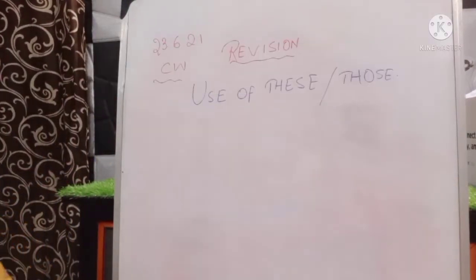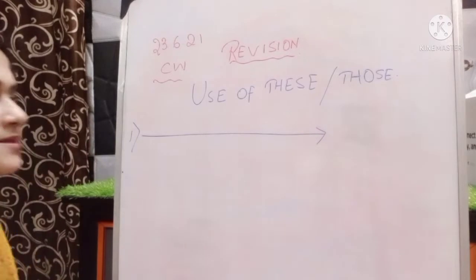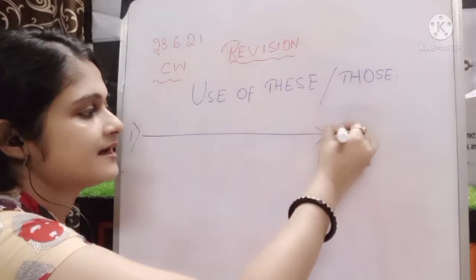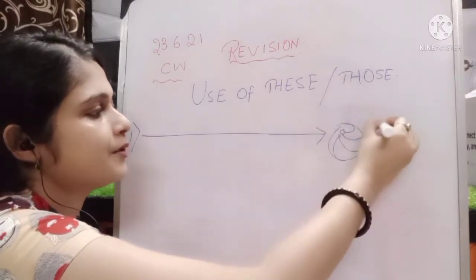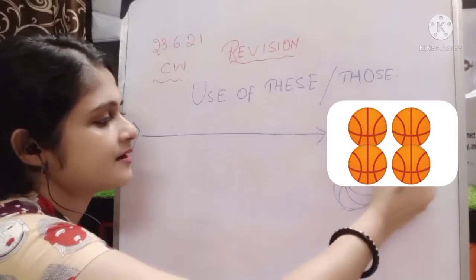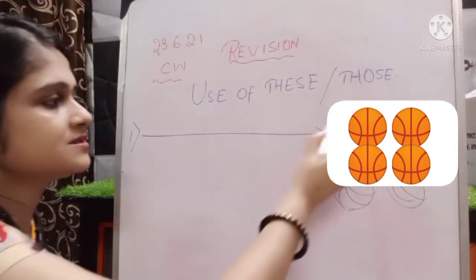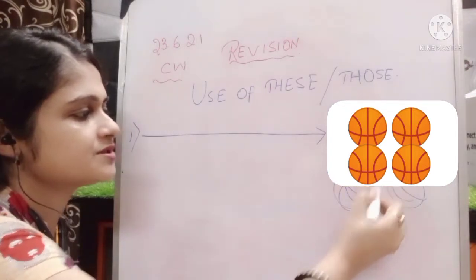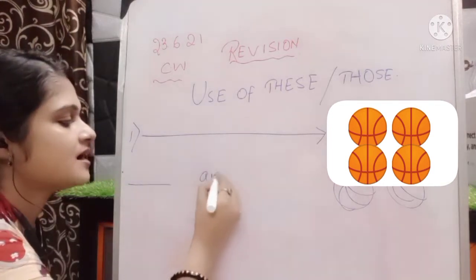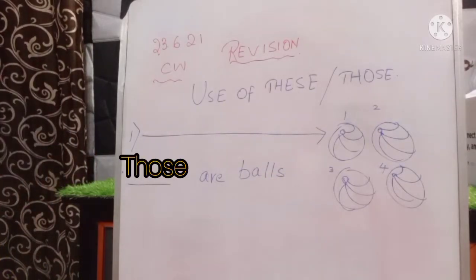Now the first picture, number 1. Now this is the arrow I have given, so it is far. This arrow indicates far. Now I have drawn these balls. Now what will you say? How many balls are there? There are 4 balls, right? So it is more than 1. How many balls? 1, 2, 3, 4. So it is more than 1 and it is far away. So what will you write? Dash are balls. You will write those are balls.